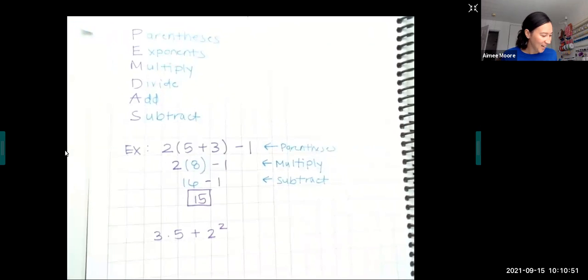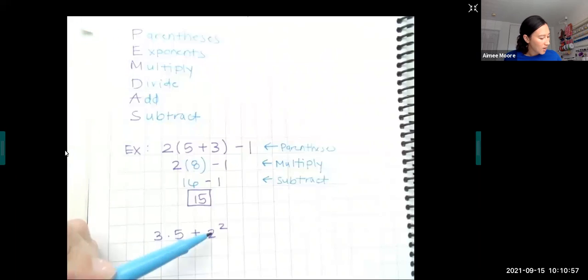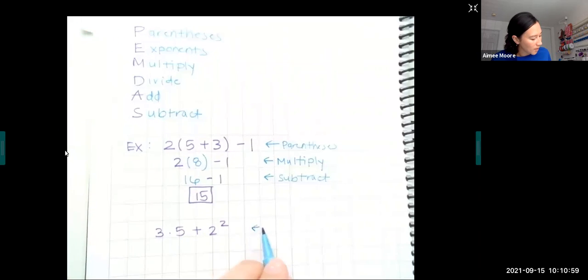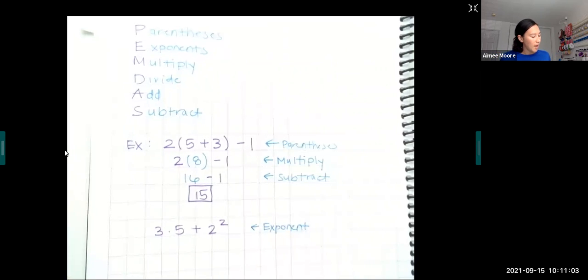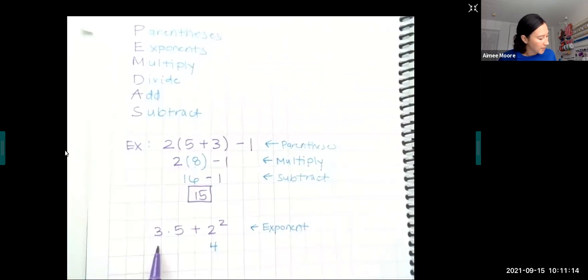Sorry about that. Okay, so there's no parentheses. So then we go to exponents. And we have exponents. So that's what we're going to do first. Simplify the exponent. And so 2 to the second power, remember that's 2 multiplied 2 times. So that is 4. And then we still have our 3 times 5 plus 4.